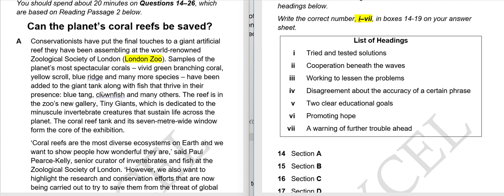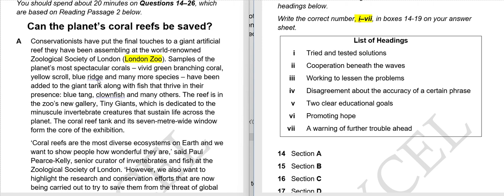Cooperation beneath the waves, there is nothing about these animals cooperating or teaming up. Okay, working to lessen the problems, so they haven't said anything about whether they are working to lessen the problems or not, or what kind of problems they are working to reduce. Disagreement about this, there is no disagreement mentioned. Two clear educational goals, nothing of that sort I believe has been mentioned till now. Promoting hope, they are trying to say that they are trying to secure something, but they are not promoting hope.